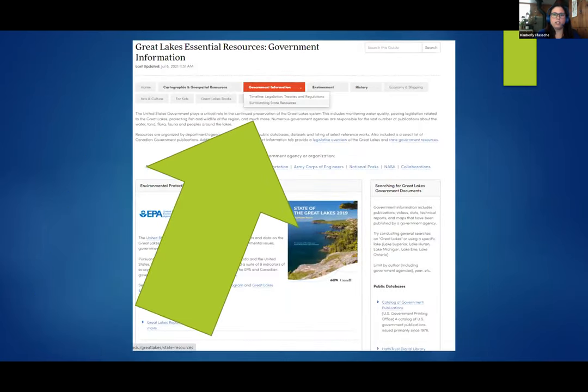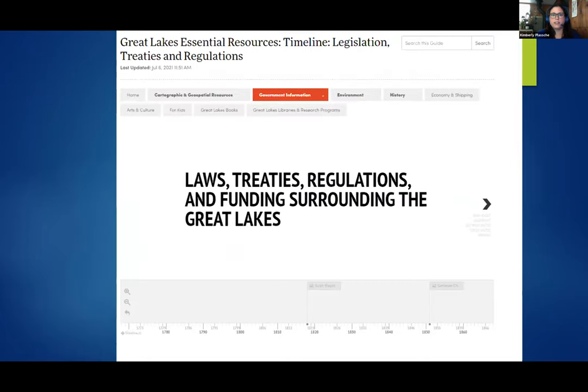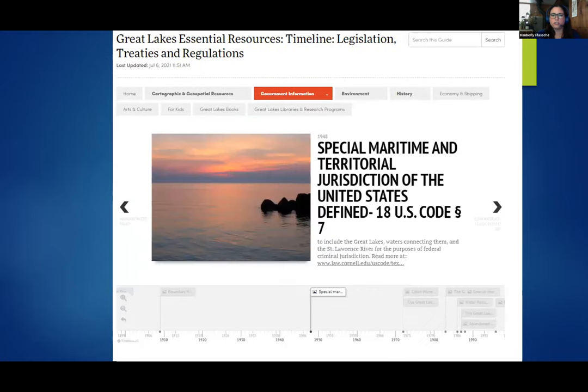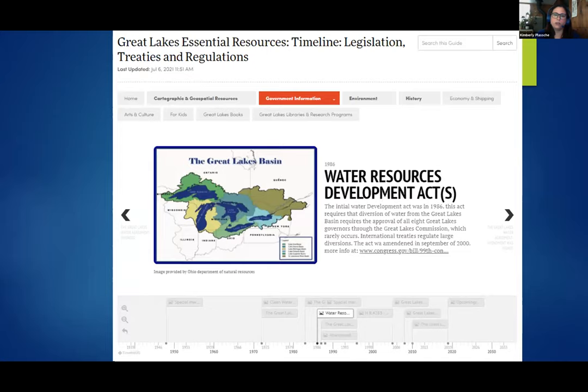Our government information page is where you will find the interactive timeline. This was created using timeline.js, and users can actually just click right through. Of course, these are just screenshots, but you can see major events in Great Lakes legislative history. And right now, Carolyn is working on a way to make this aspect of the guide screen reader friendly.